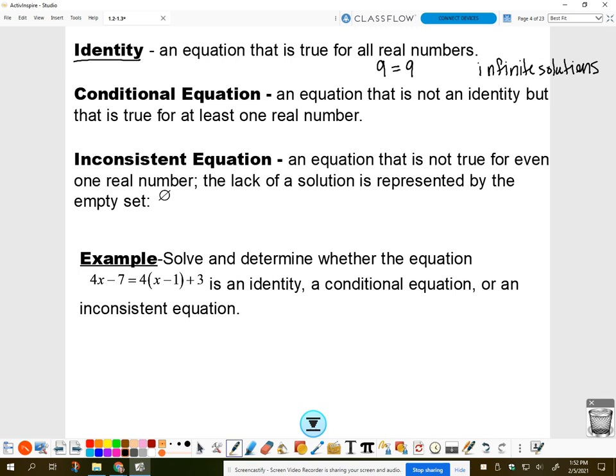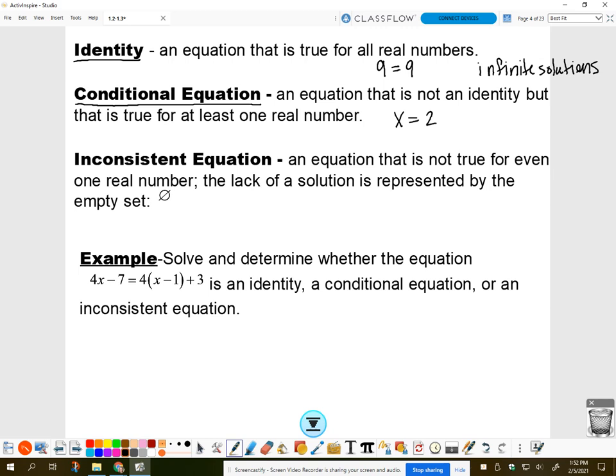An equation that is not an identity but is true for at least one real number is going to be conditional. Well, that's if you work it out and you get x is equal to 2. Or you get x is equal to 2 and x is equal to 7. Which doesn't happen in this lesson, but it will in later lessons. Those are considered conditional. So everything that we've solved up to this point today is conditional.